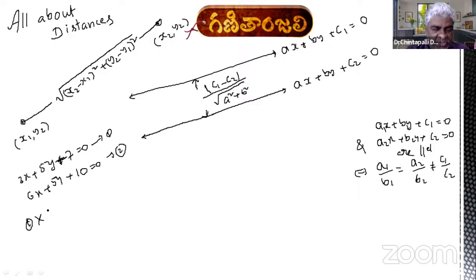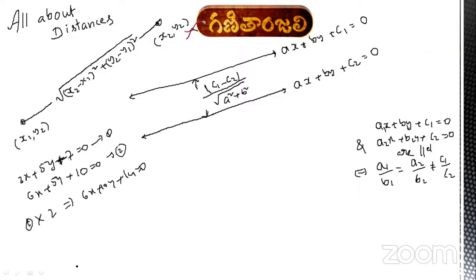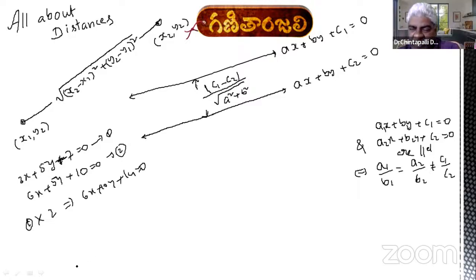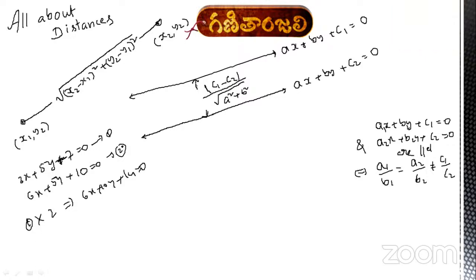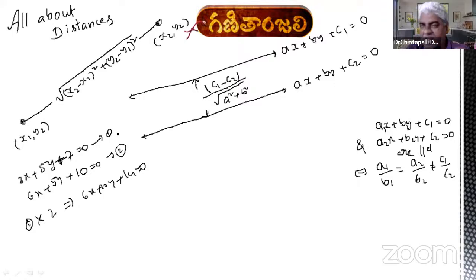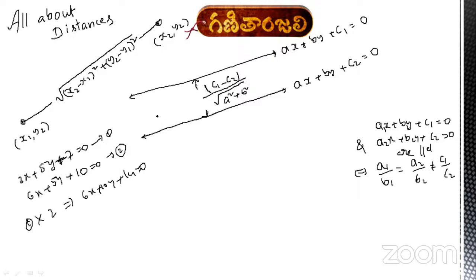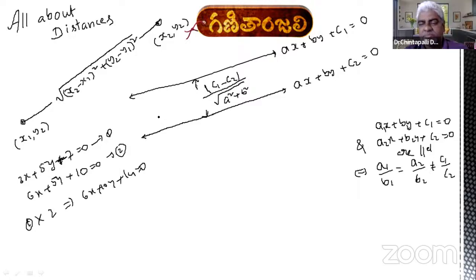First equation times 2 implies 6x plus 10y plus 14 is equal to 0. Yes, sir. So if the lines are parallel, even if the x and y coefficients are not the same, we can make their coefficients the same. If they are already the same, we can use this formula directly.